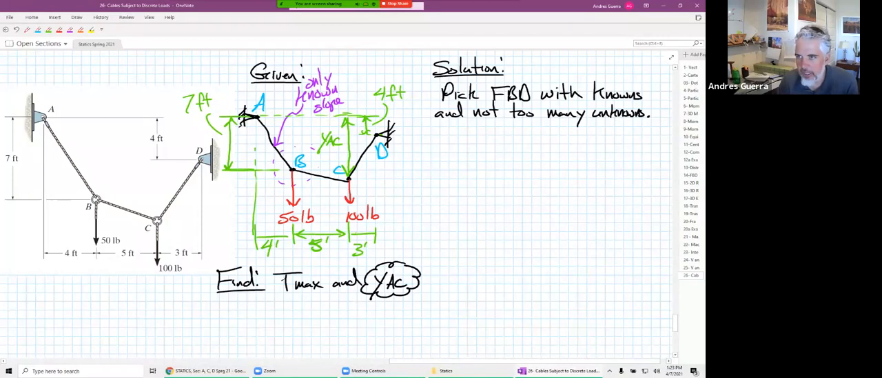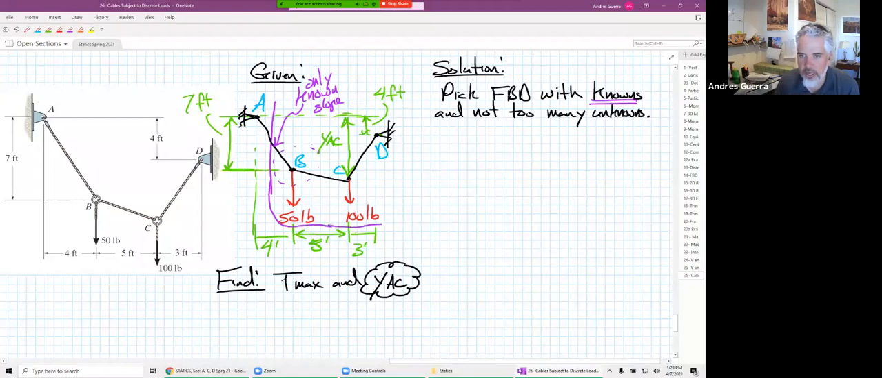Remember, we want to pick an FBD that has knowns. Those knowns are super key. A lot of times in cables, that known slope is really good to cut through, because picking an FBD with a known force is like picking an FBD with a known slope. So what if we did cut through that one? If we cut through B and C, how do we include knowns? Well, let's include the 50.